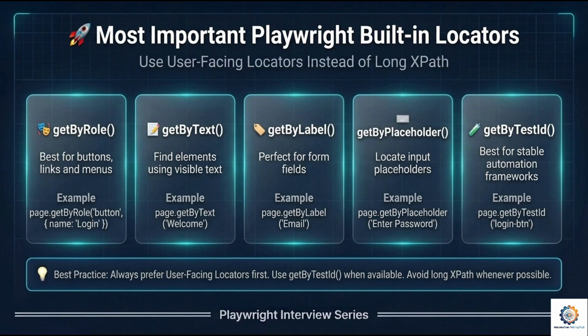Playwright provides several built-in locators and each one is designed for a specific purpose. Use the getByRole function for buttons, links and menus. Use the getByText method whenever you want to locate visible text. The getByLabel method works perfectly for forms. The getByPlaceholder method helps identify input fields. The getByTestId function is ideal for enterprise automation projects where developers provide dedicated test IDs. Choosing the right locators makes your automation cleaner and much easier to maintain.